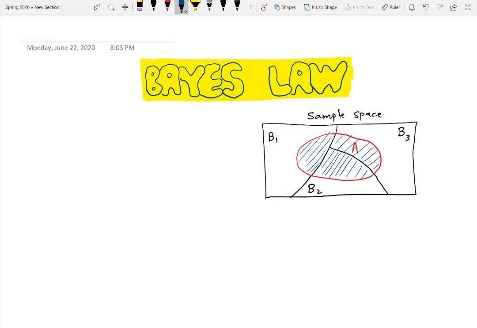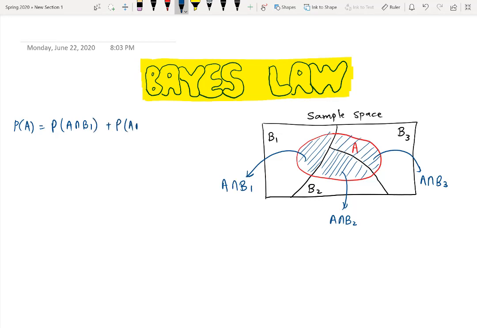Now you see, the first shaded region is what? It is basically A intersection B1. What is this one? This is A intersection B2. And what is this one? It is A intersection B3. So I can write here that probability of A is equal to probability of A intersection B1 plus probability of A intersection B2 plus probability of A intersection B3.